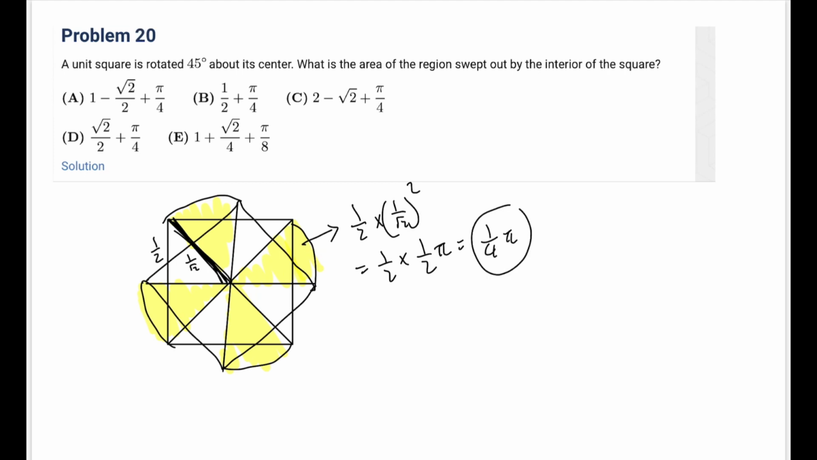So we have 1 over 4 pi, and then to get the part that is remaining, we need the parts like this part, this part, this part, and this part, right? And so let's look at this one right here.